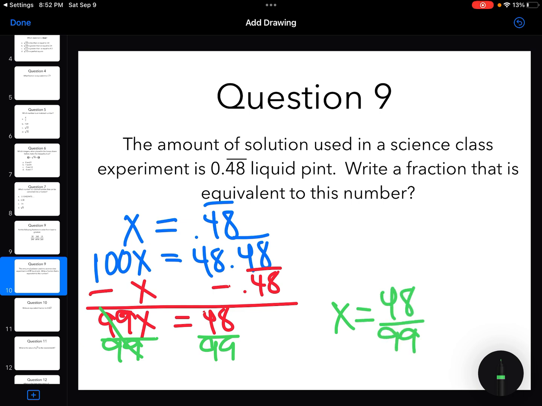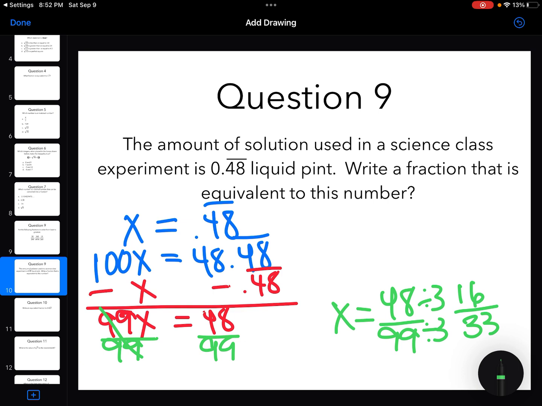Now I can reduce this fraction. I can reduce it by 3. I can see that right away. So I've got 16 over 33, I think.